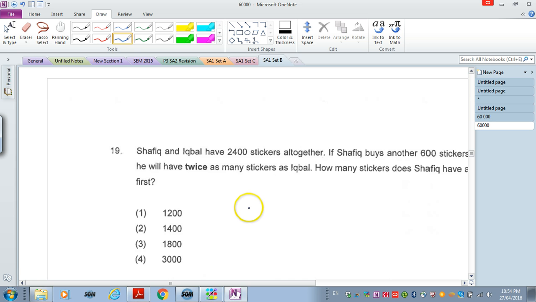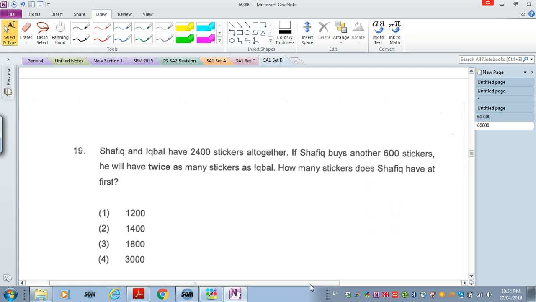Question 19. Shafiq has a total of 2,400 stickers. If Shafiq buys another 600 stickers, he will have twice as many stickers as Iqbal. How many stickers does Shafiq have at first? So Shafiq and Iqbal at first, so they have a total at first of 2,400.